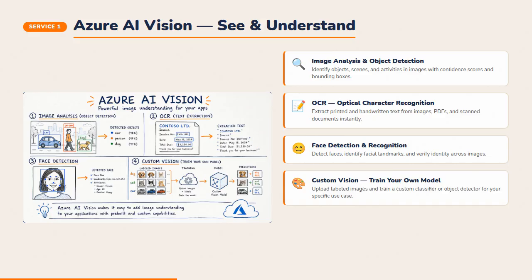Slide 4. Azure AI Vision. Let's go deeper on Azure AI Vision. This service lets your application see and understand the visual world. With image analysis, you can detect objects, scenes, and activities in any image with confidence scores and bounding boxes. OCR, optical character recognition, extracts printed and handwritten text from images, PDFs, and scanned documents instantly. Face detection identifies faces and facial landmarks and can verify identity across images.